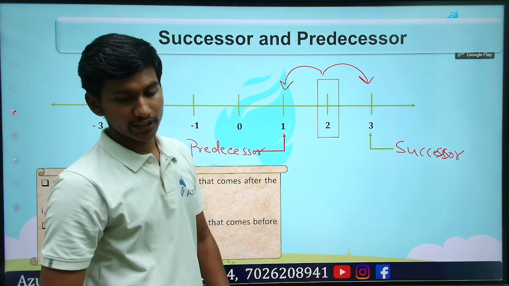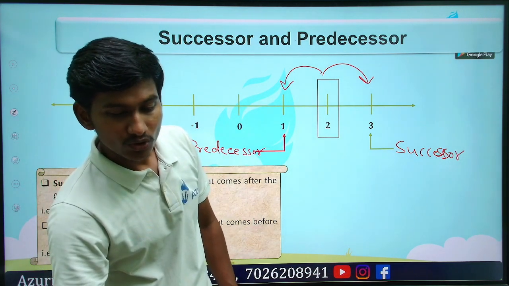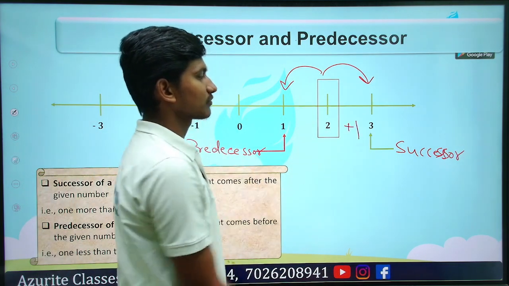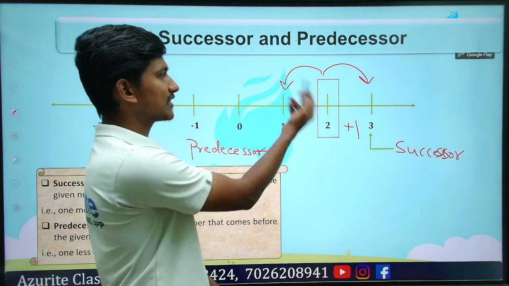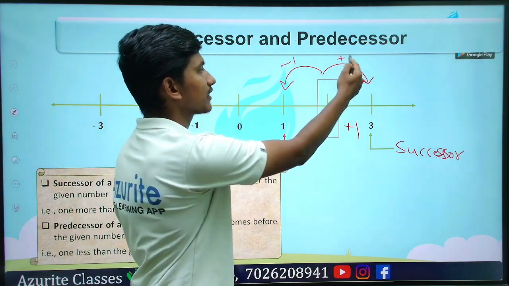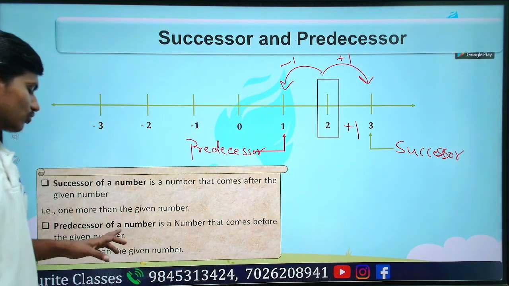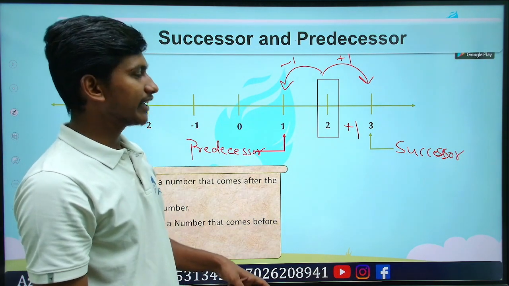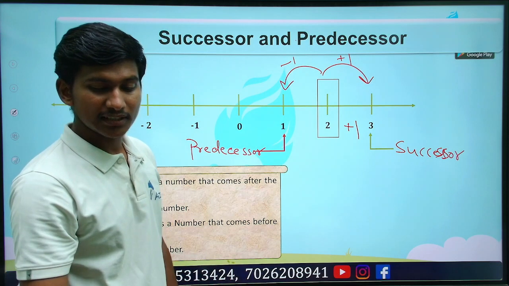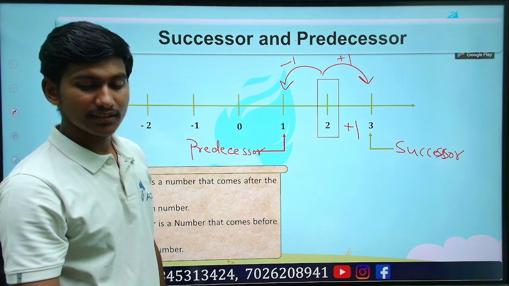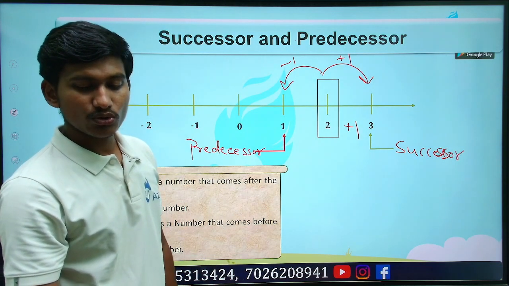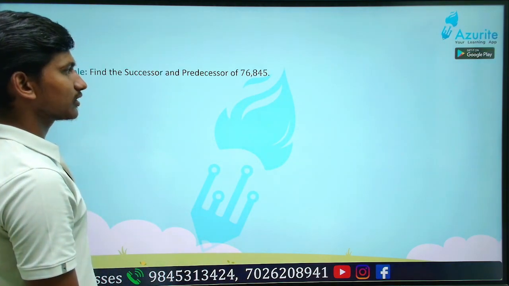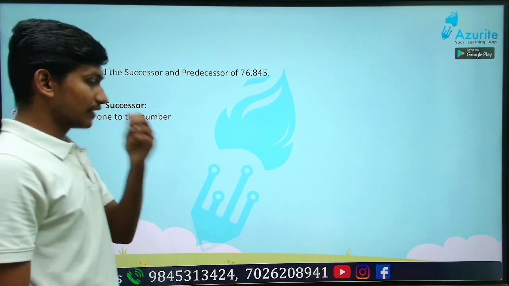Understand? So what do we have to do to find the successor? We have to add plus 1, that is 2 plus 1. For the predecessor we have to minus 1, the number minus 1. So here if you see, you will get the answer. Got it? How to find the successor and predecessor? I didn't understand, sir. Okay, so we'll do questions and you will understand. If you still don't, tell me and then I will explain.